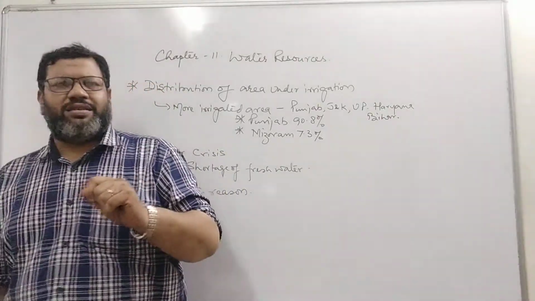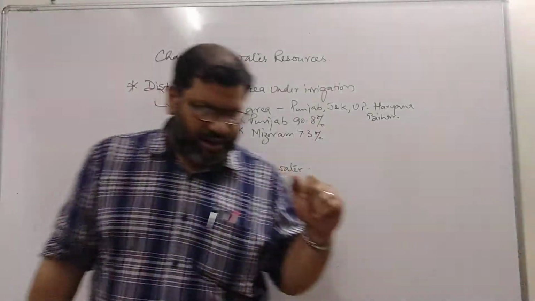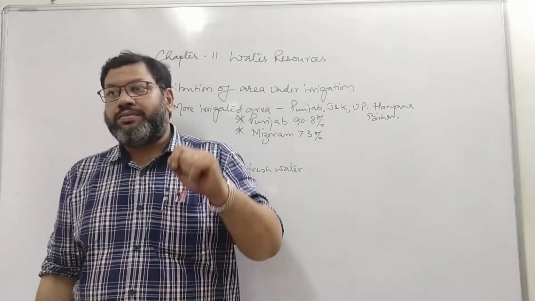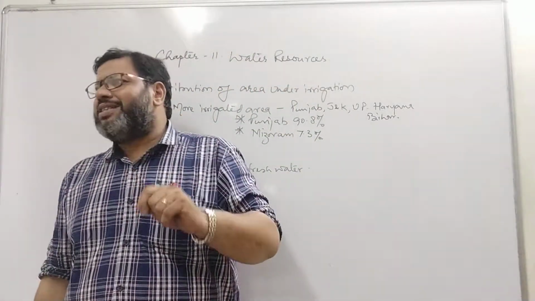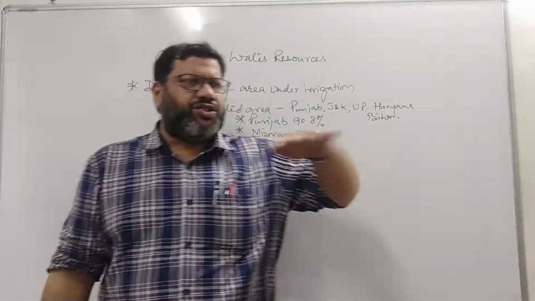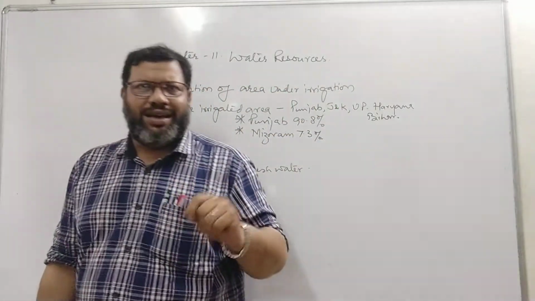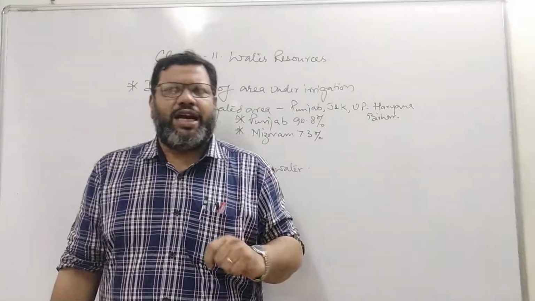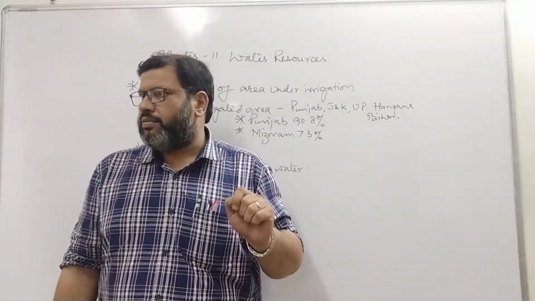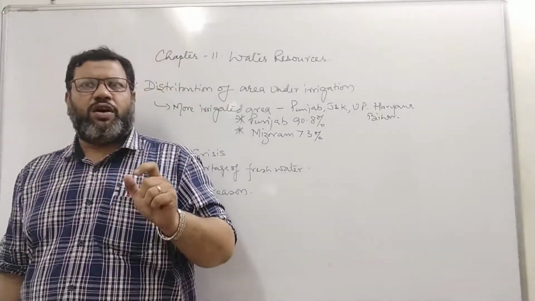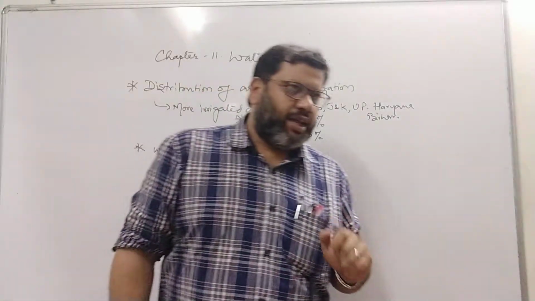This particular topic is the distribution of area under irrigation. It tells us that irrigation is actually not evenly distributed. The area under irrigation is somewhere about 38% of the land. So the total area under irrigation is just 38% of the net sown area.